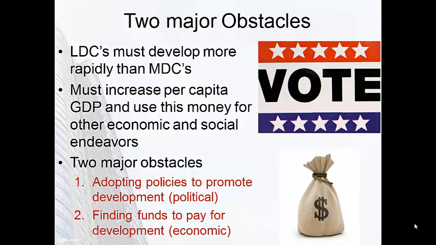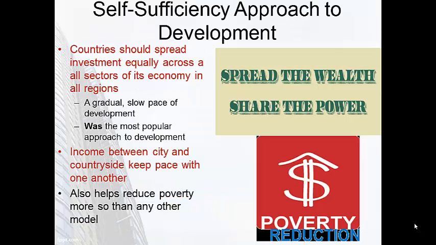Where do these countries go for funding? Alright, let's first start with one approach to development. It's called the self-sufficiency approach. This is when countries spread investment equally across all sectors of business, from farms to manufacturing, to other types of its economy, to all regions. So this is a very gradual, slow pace of development, and it was, that's the key word, the most popular approach to development. Now, what's nice about this approach is that income between city and countryside can keep pace with one another. So we don't have a poorer countryside versus a richer city income.